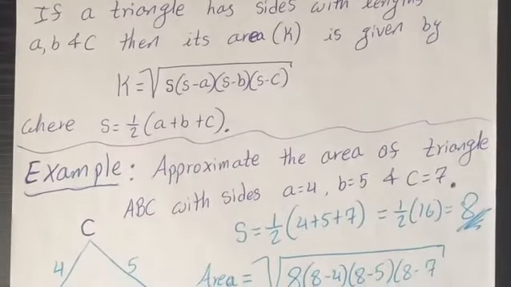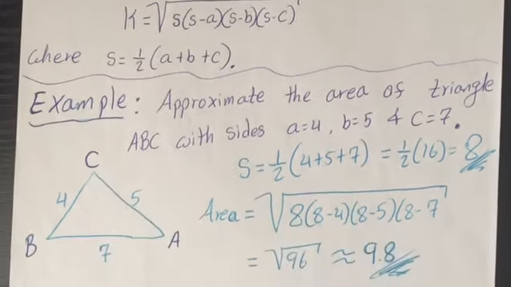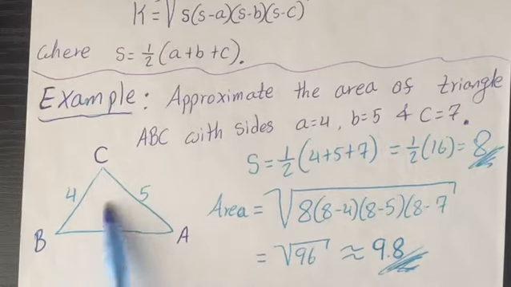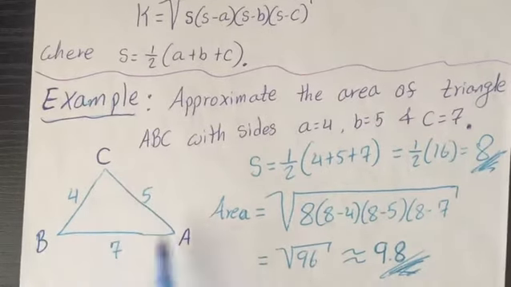So let's look at this example here. Approximate the area of the triangle ABC with sides A equal to 4, B equal to 5, and C equal to 7. So in this case, you know all three sides. A random sketch would be right here. Side A would always be opposite of your big A, which represents the angle of that side here.